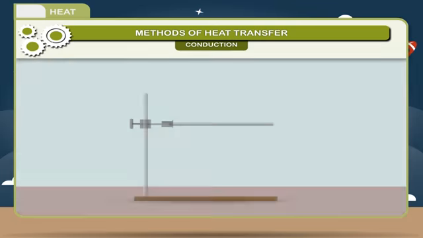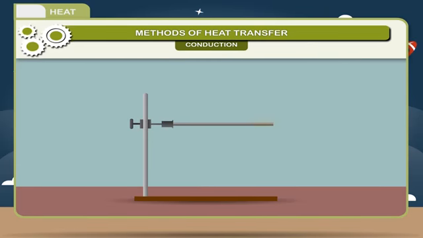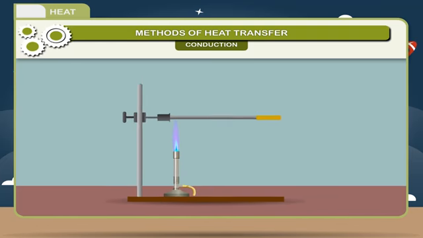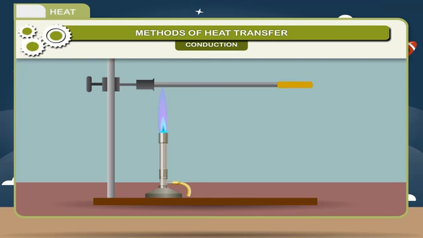Activity: take an iron bar. Put some wax on its one end. Put the other end of the bar on the flame of a burner. After some time, you will observe that wax starts melting at the other end, which was not heated. It means that the heat has reached to other end where wax was fixed. This shows that heat is transported from hot end to the cold end because of difference in temperature.